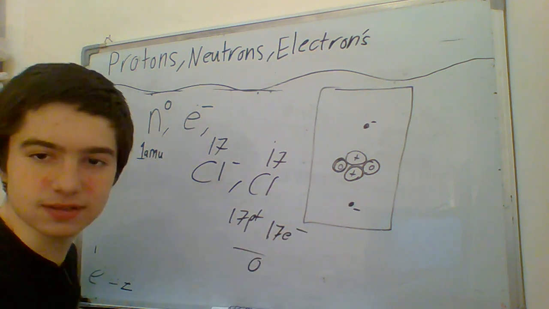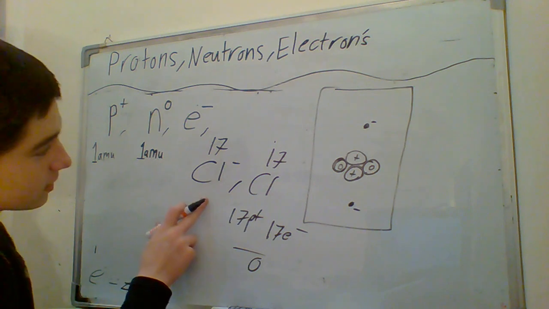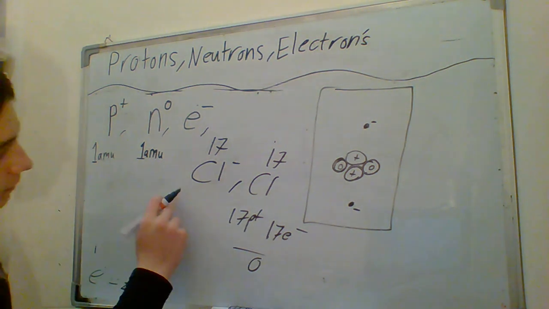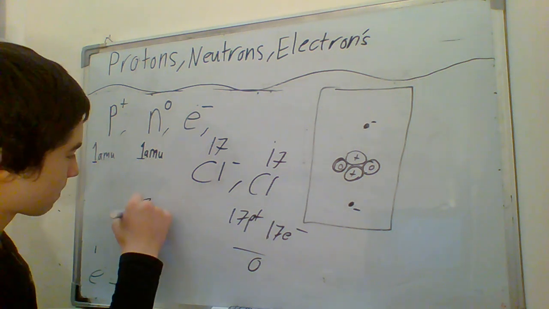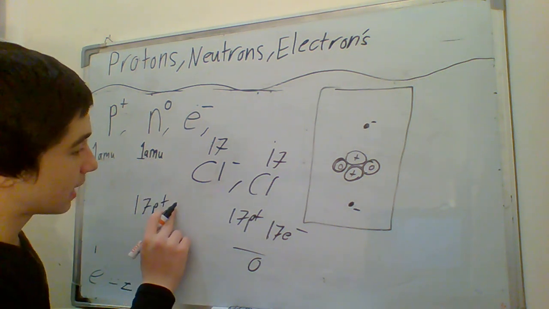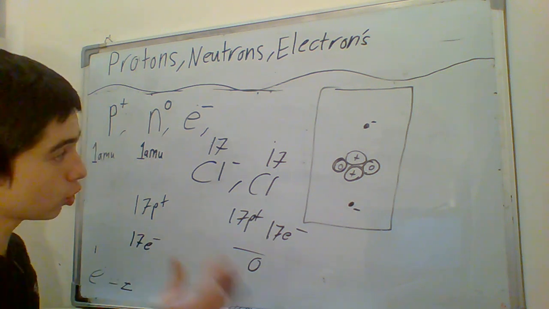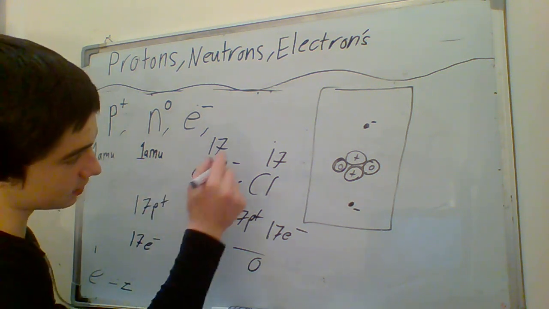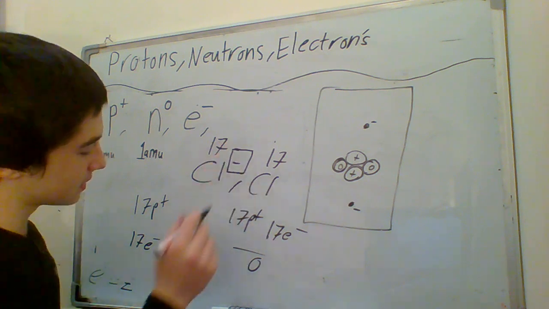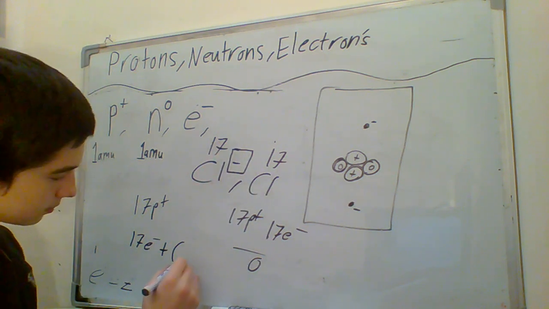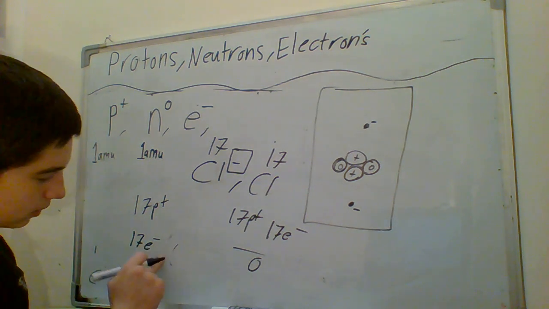What about the negative? Well, for the negative, it will simply be like this. What do we have? 17 protons, and to neutralize that, it will be 17 electrons. But it's not neutral, it has a negative charge. So what happens is that we write plus, or just write -1.